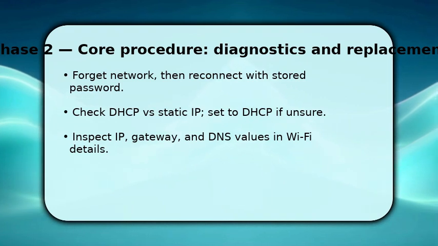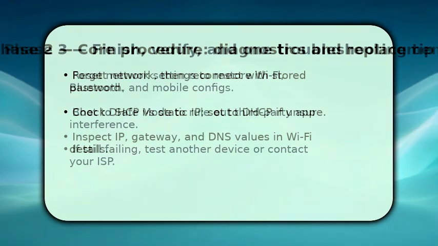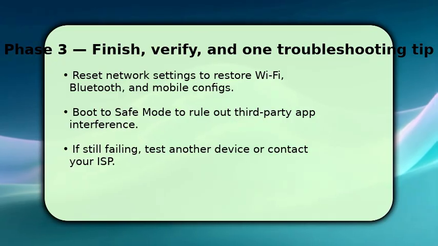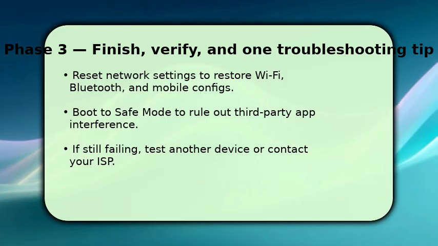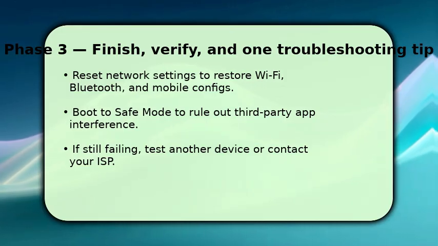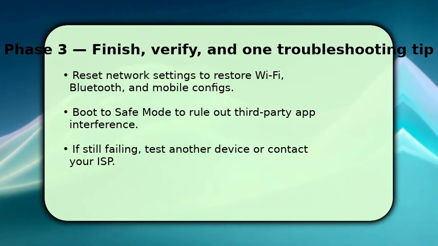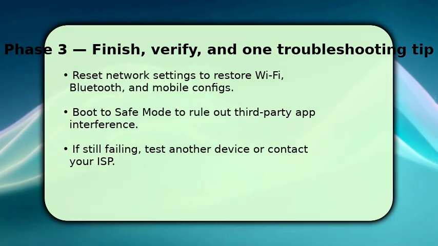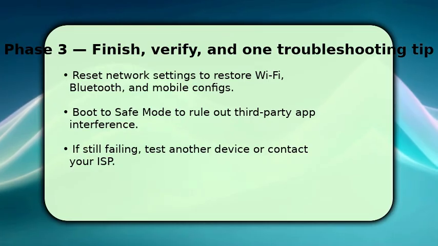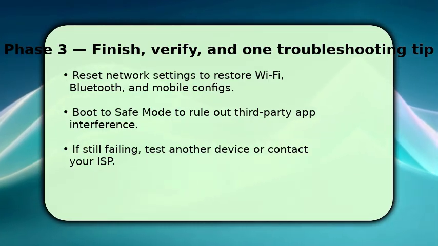To finish, perform targeted resets and tests that eliminate residual problems. Reset network settings in Android. This restores Wi-Fi, Bluetooth, and mobile network configurations without deleting personal files. If problems persist, boot into safe mode to see if an app is disrupting Wi-Fi. Uninstall recent apps if connectivity returns.